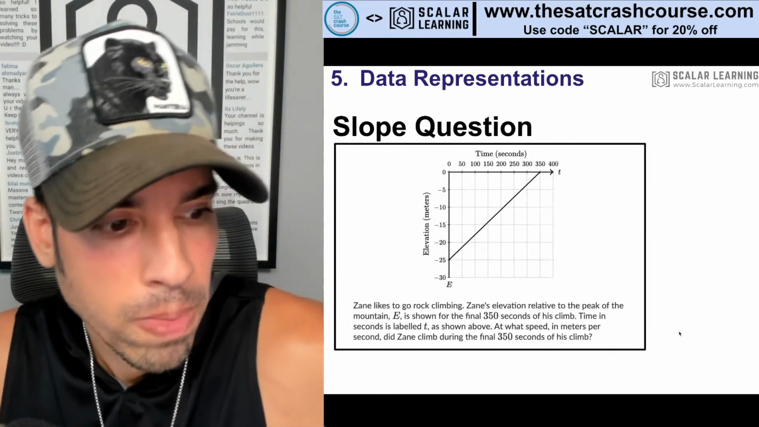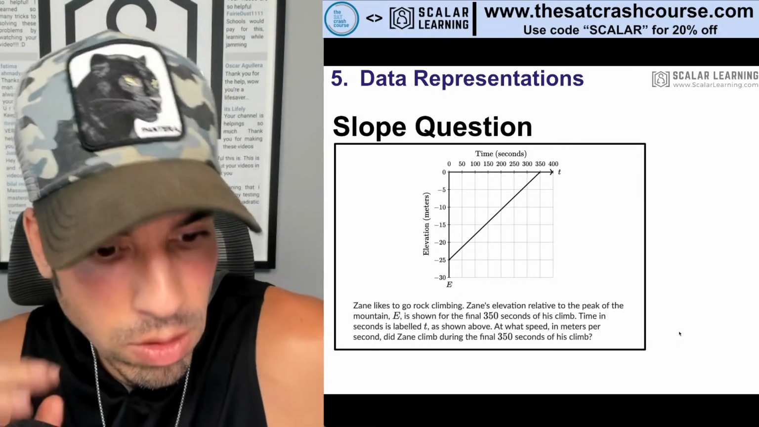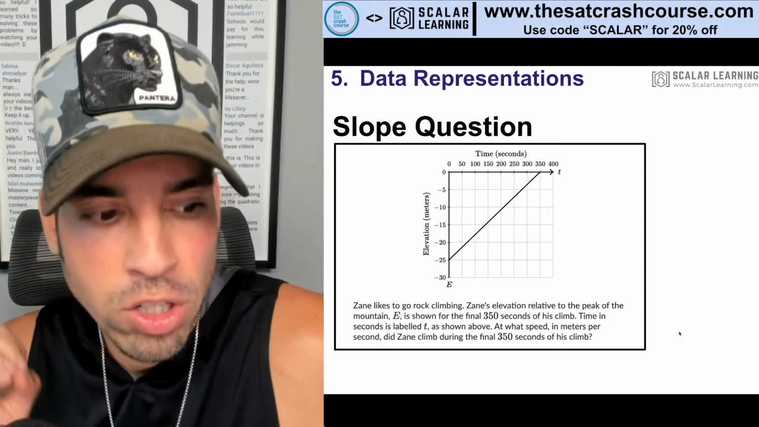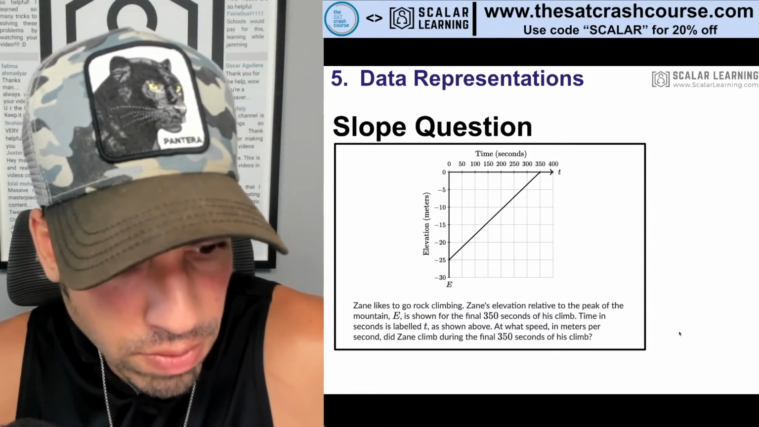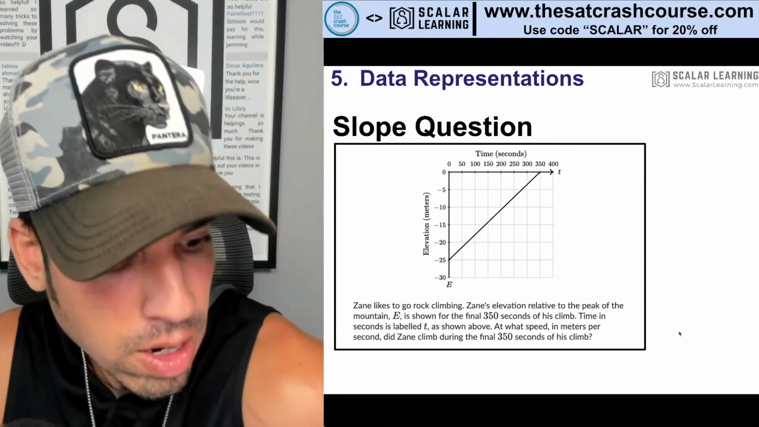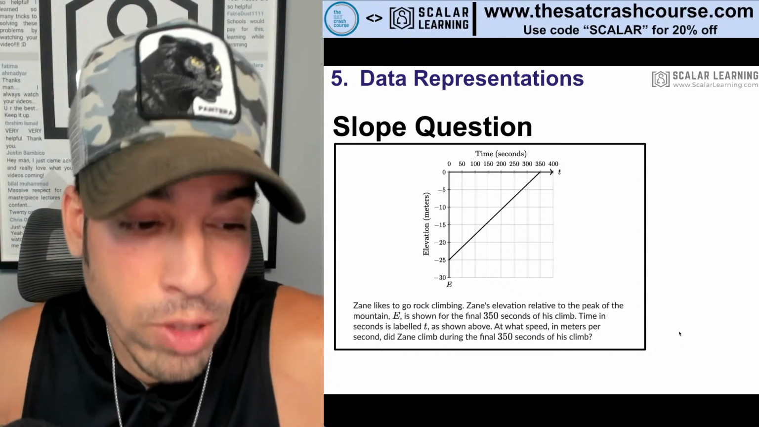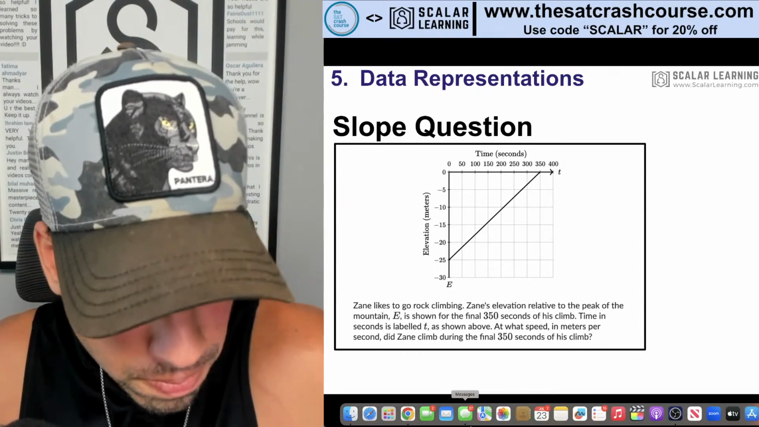So check this out. Zane likes to go rock climbing, the elevation relative to the peak of the mountains, blah, blah, blah. Time in seconds is labeled. At what speed in meters per second did Zane climb during the last final 350 seconds of his climb? Okay, I'm going to give you guys 30 seconds. Let's say 40 seconds. See if you can answer this. Put your answers in the chat. Take it away.